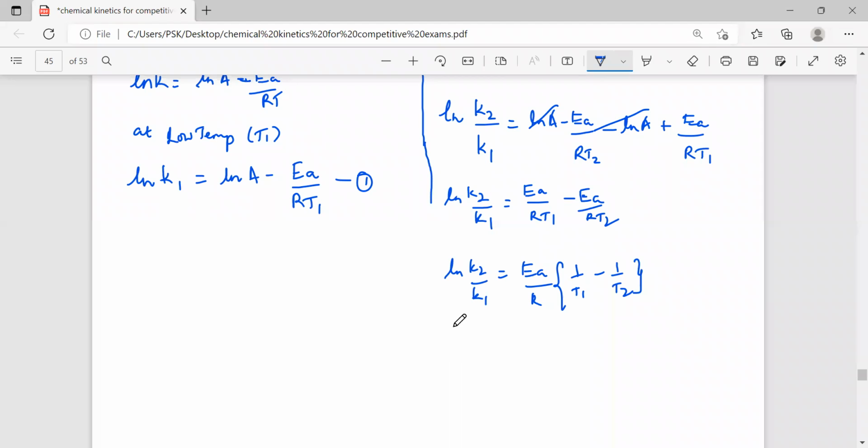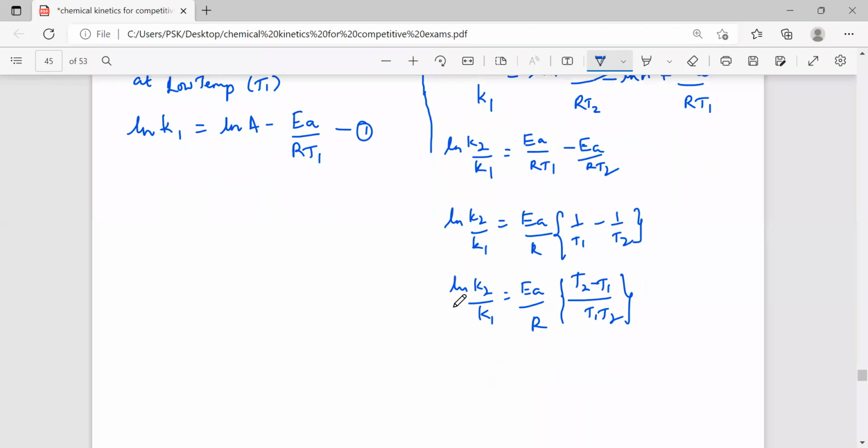Now we can write this as natural log of K2 by K1 is equal to EA by R. You can take LCM. It will be T1, T2. That will be written as what? T2 minus T1. If you take the LCM, T1, T2. T1 will get cancelled here and T2 into 1 is T2, minus of T2 will get cancelled here and you will get T1. So T2 minus T1 divided by T1, T2.